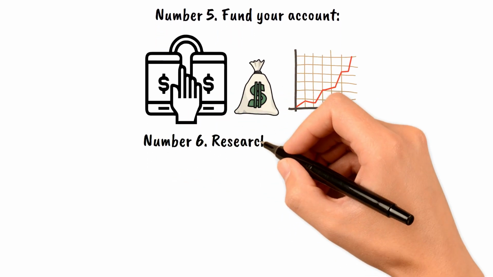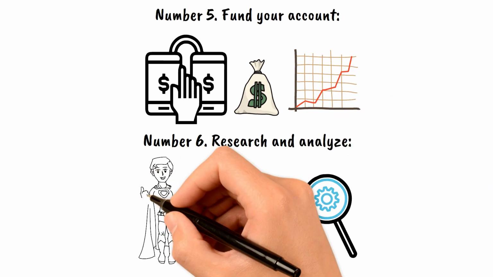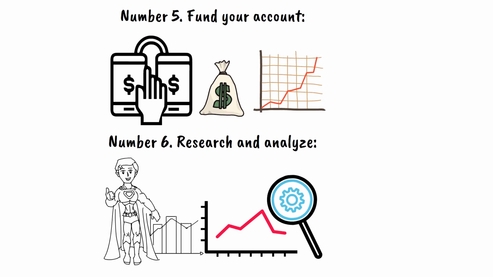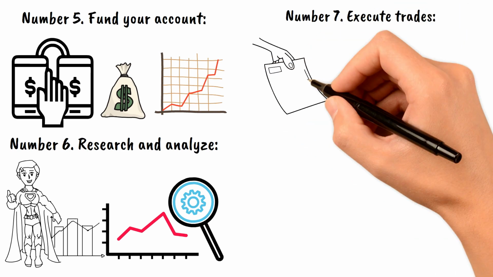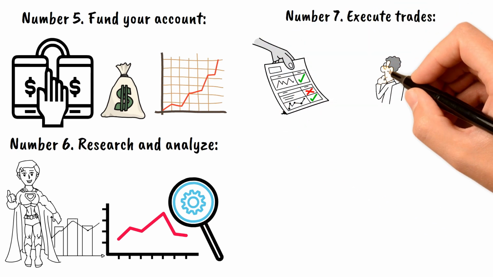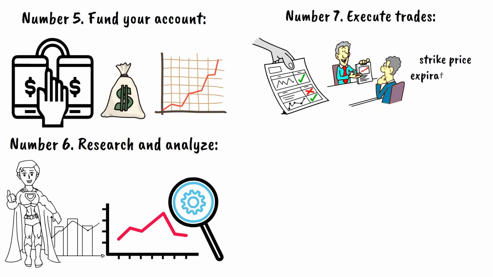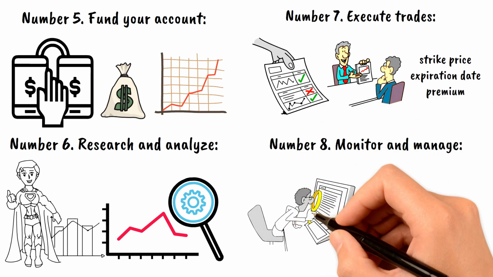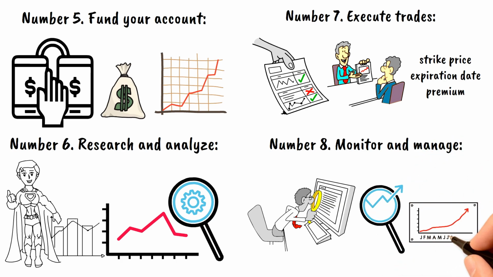Number 6. Research and analyze. Use the tools provided by your brokerage to analyze options strategies and identify potential opportunities. Number 7. Execute trades. Place trades based on your analysis and strategy, taking into account factors like strike price, expiration date, and premium. Number 8. Monitor and manage. Keep a close eye on your options positions, adjusting or closing them as needed based on market conditions.